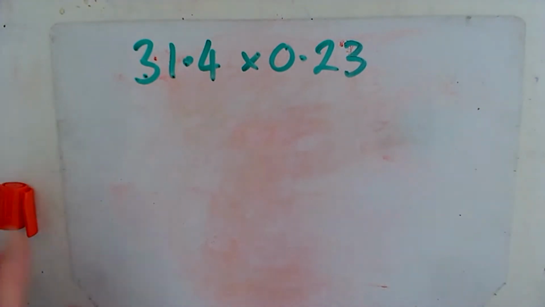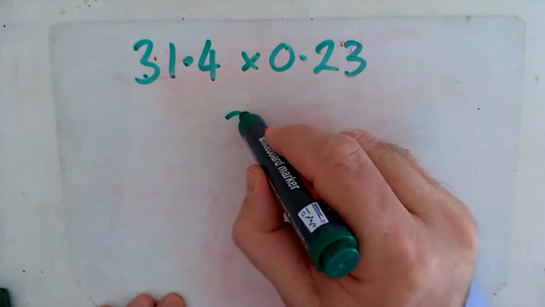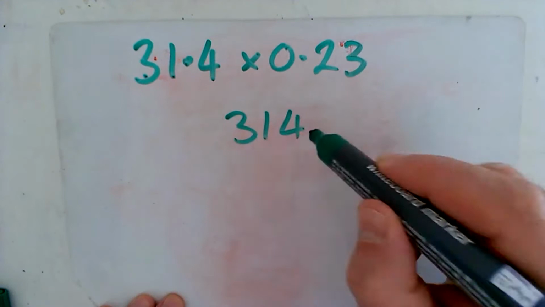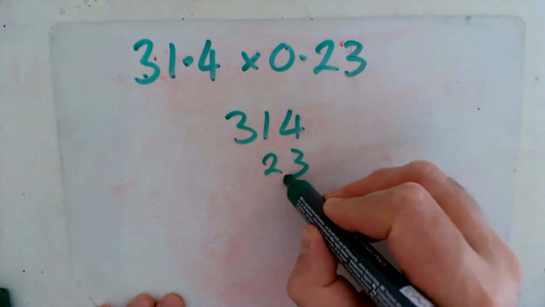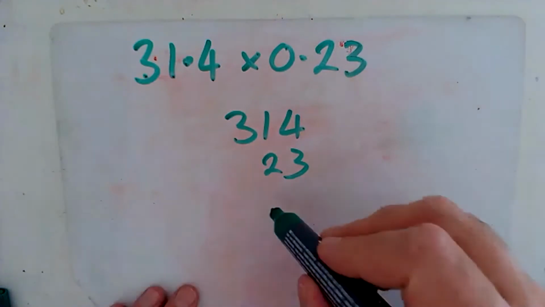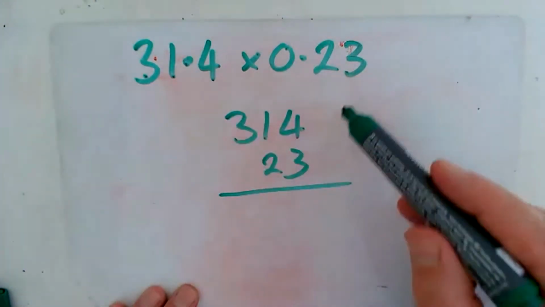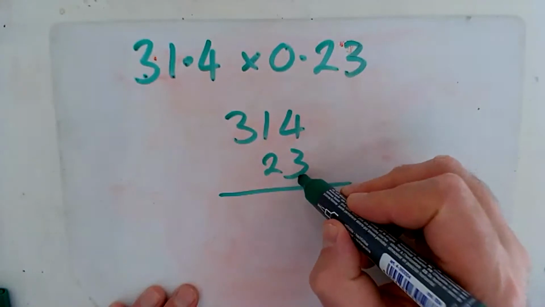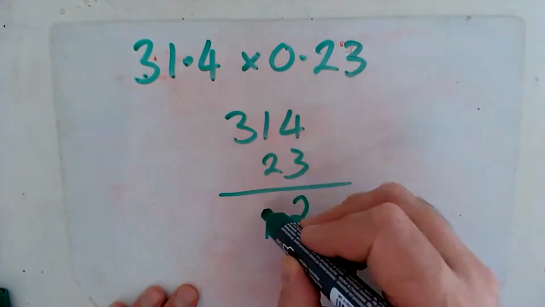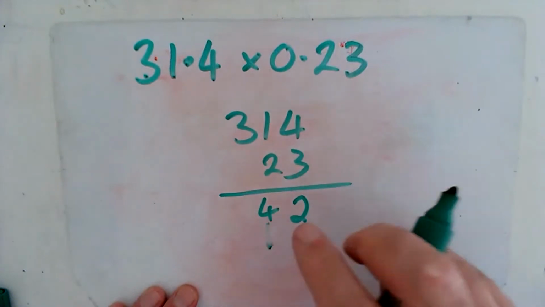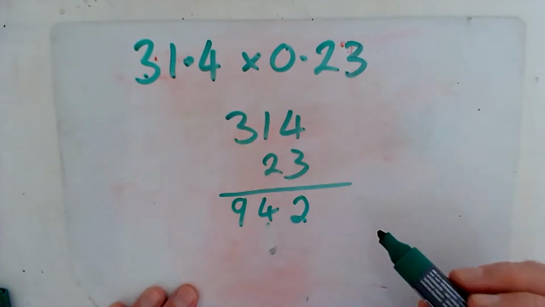But actually, the first thing we do is ignore the decimal points. So we do 314 times 23, ignoring the decimal point, and we're going to do the same method. 3 times 4 is 12, 2 carry the 1. 3 times 1 is 3, and 1 is 4. 3 times 3 is 9.